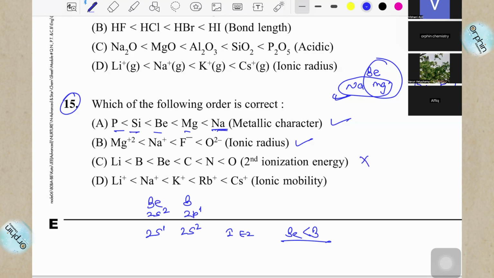Lithium, sodium, potassium, rubidium, cesium. The smallest ion is lithium. This will have more hydration. If you remember, hydration enthalpy is directly proportional to charge and inversely proportional to size. So hydration is highest in the case of lithium. If hydration is highest, its mobility will be least. So this is correct. So the answer will be A, B, D. Got it, everyone?